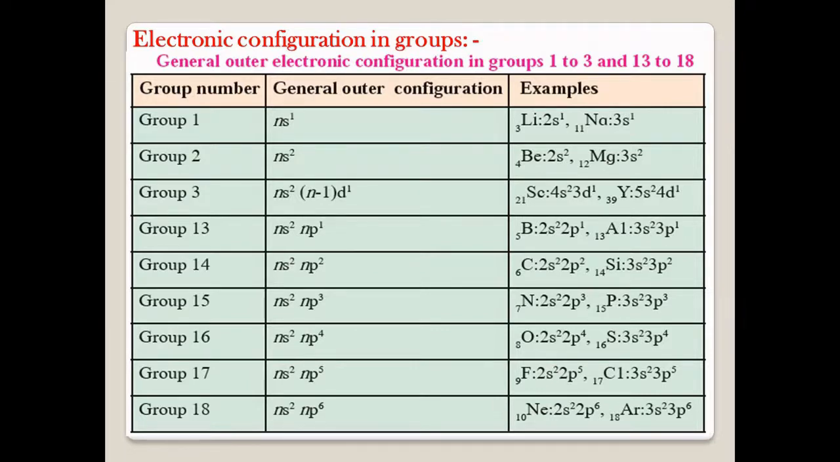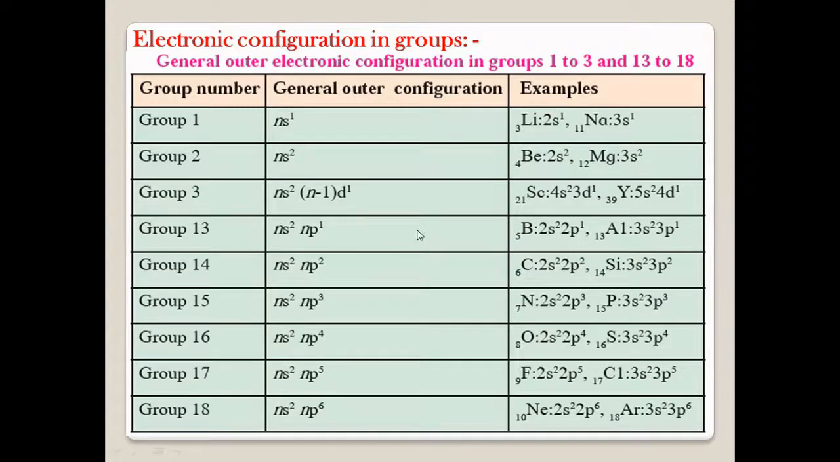Let's see, what will it be for the third group? For the third group it is ns2 and (n-1)d1. What is n-1? If the value of n is 4, then 3 comes here. For example, scandium 21, 4s2, so 4 is the n here. 4s2 and 3d1, n-1 means 3. Next example is yttrium, 5s2 4d1. Here is a 5, here is a 4, so n-1.